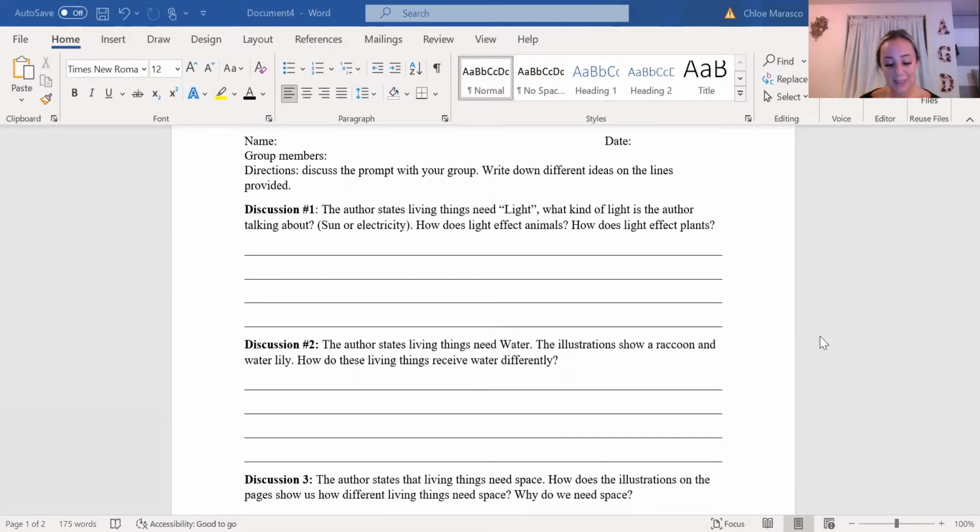Living things need light. After this first page, I would prompt the students to think about what the author means when she says, living things need light. What kind of light is the author talking about? Is she talking about the sun, or is she talking about electricity? How does light affect animals? How does light affect plants?